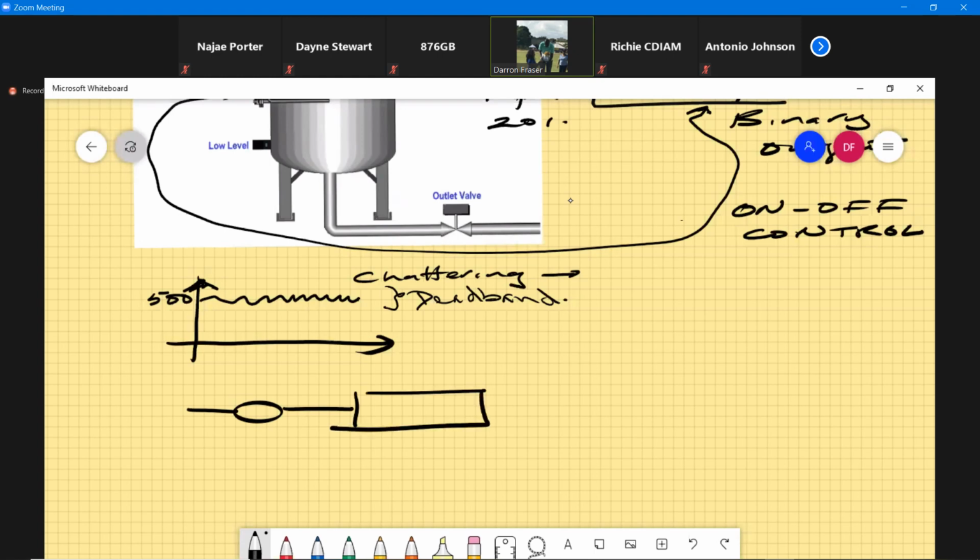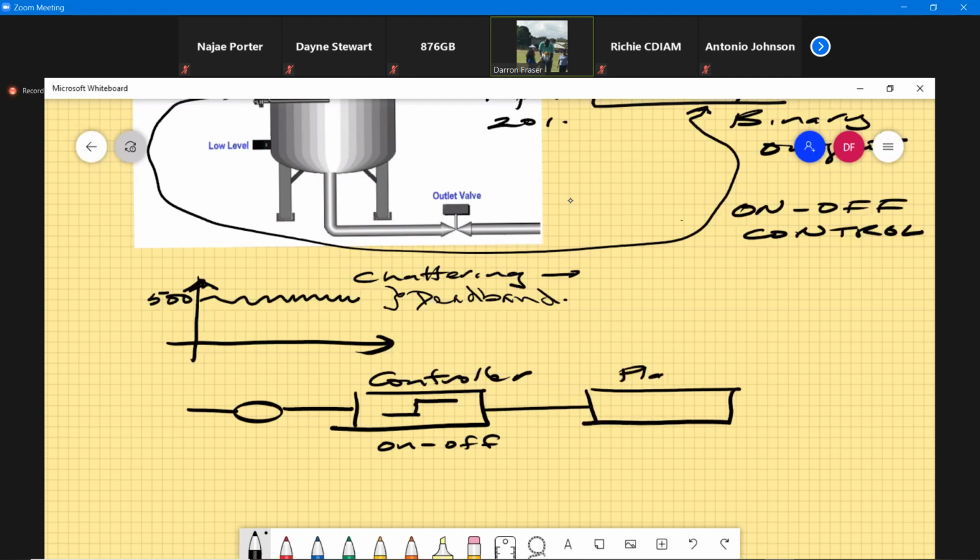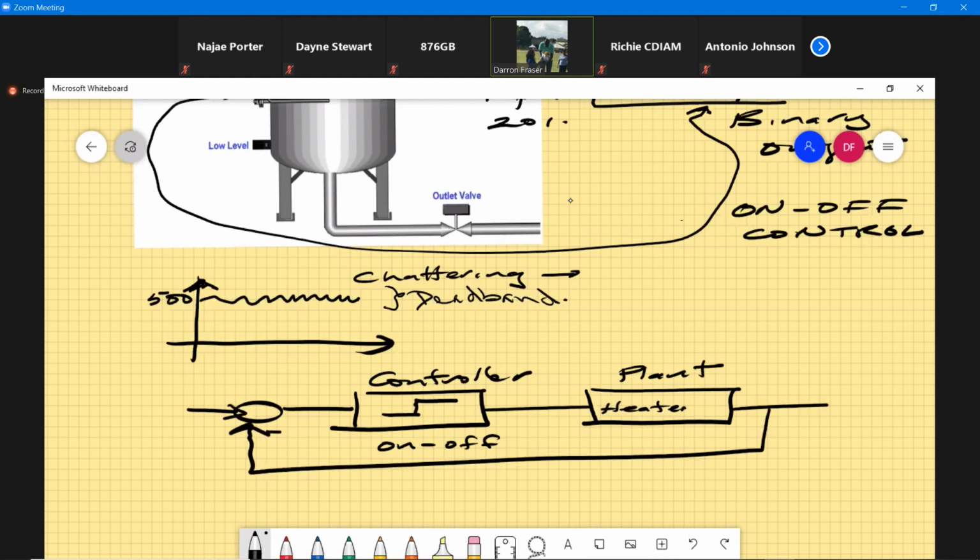But before that, the control symbol. So you have your controller, which is your PLC, and if you're using on-off control, the symbol for on-off control is inside the controller. And you have your plant, and in this case, it is your heating system. And you have your feedback, and your output.